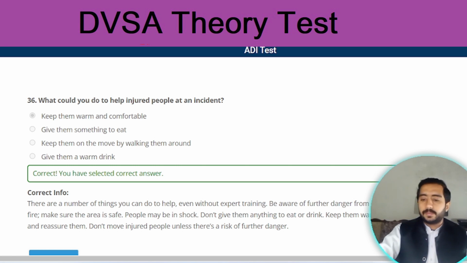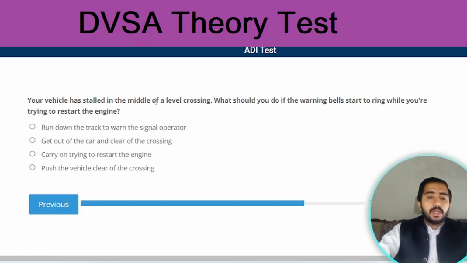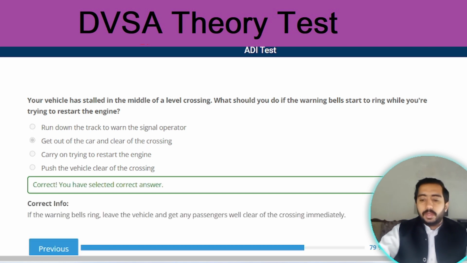Next question. Your vehicle has stalled in the middle of the level crossing. What should you do if the warning bell starts to ring while you are trying to restart the engine? The correct option is to get out of the car and clear the crossing. Option B is the correct one. Next question.